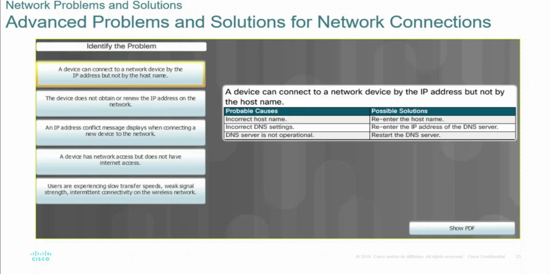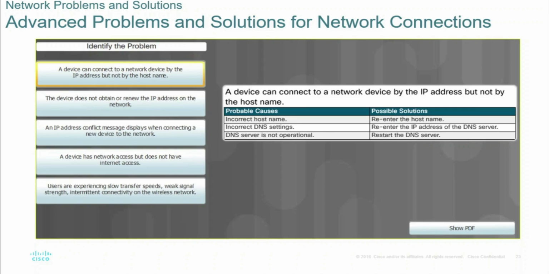Now the second problem: the device does not obtain or renew the IP address on the network. It simply means that if you're using dynamic IP addressing using DHCP, every 24 hours your IP address will be changed, or the DHCP will try to renew the IP address which is assigned to you. And for some reason, if DHCP can't renew it, there will be a problem.